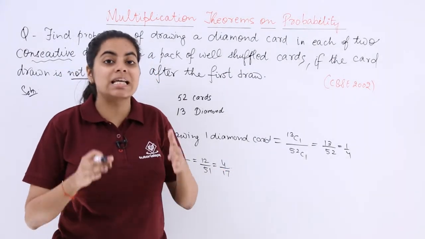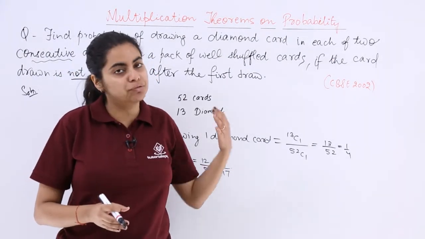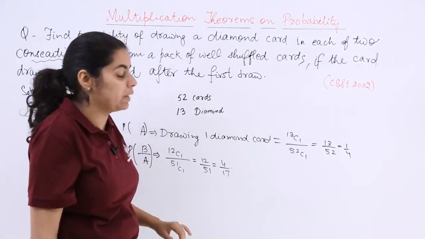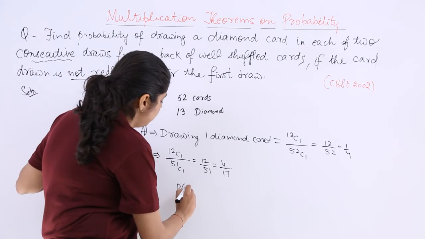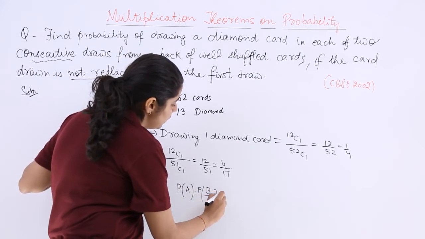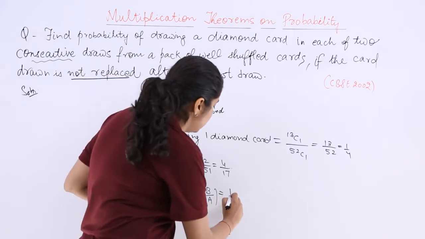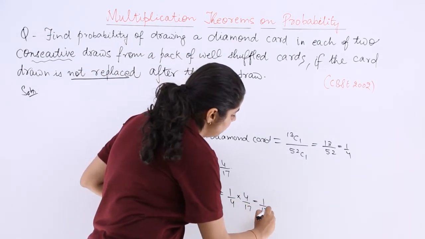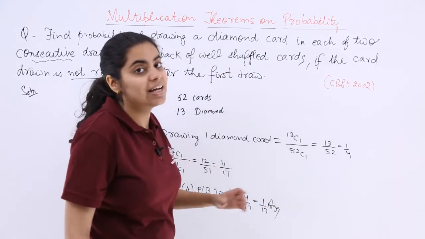Now these both events have to simultaneously occur. The first also has to occur, the second also has to occur in order to complete this given thing. So the answer will be P of A multiplied by P of B over A, which is equal to 1 upon 4 multiply 4 upon 17, which is equal to 1 upon 17, and that is the answer to this question.